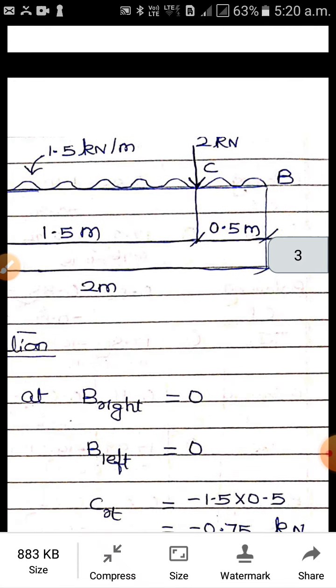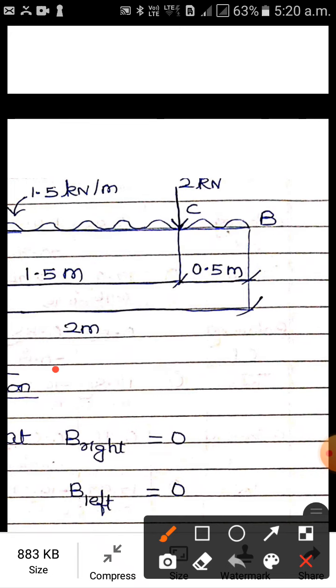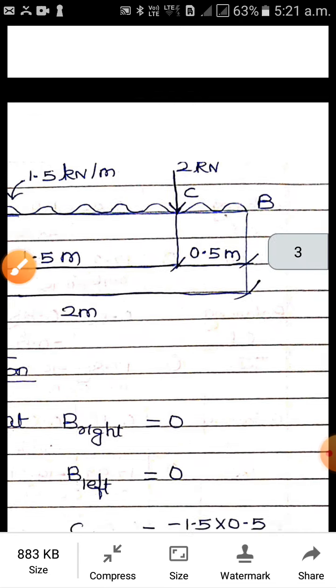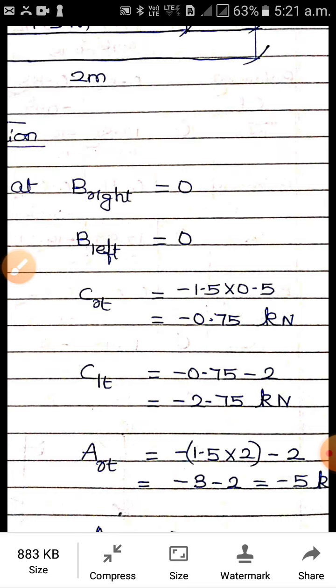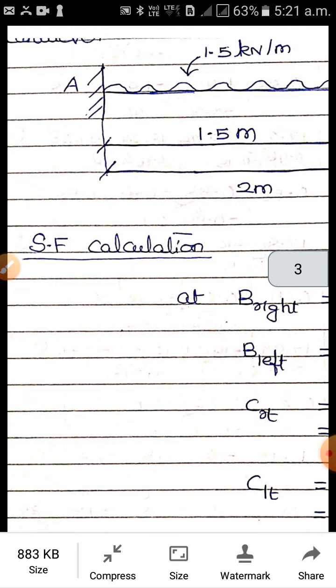Now C left. What will be difference in C left? C left. In addition to 1.5 into 0.5, which is a UDL, you also have the point load of 2 kilonewton. So that you have to add. So minus 1.5 into 0.5 is a UDL, and you have 2 kilonewton point load. Okay. And now we'll proceed to A right. A left, you know it is always 0. So beyond the support. Okay. So A right. Now come to A right.